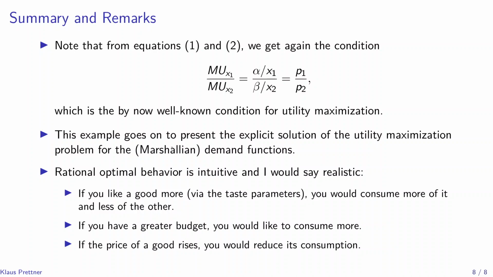Our example, however, goes on and can present the explicit solution of the utility maximization problem, in our case as the Marshallian demand functions. And what we've also seen is that a rational optimal behavior that lies behind this is actually quite intuitive and leads to quite realistic results. So if you like a good more, you would consume more of the good. If you have a greater budget, you would like to consume more of the good. And if the price of a good rises, you would reduce its consumption. So nothing of that is really going against any intuition.